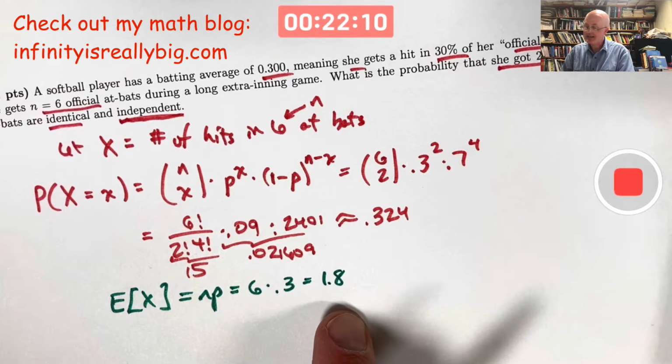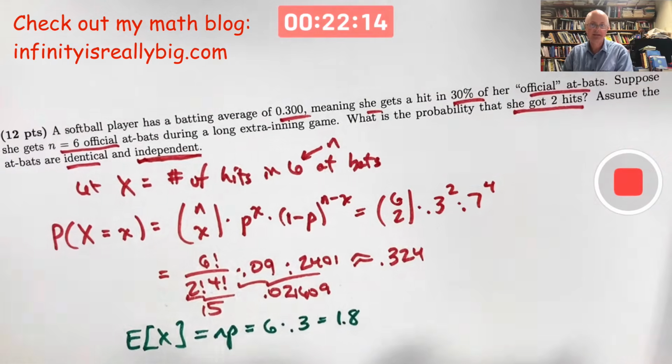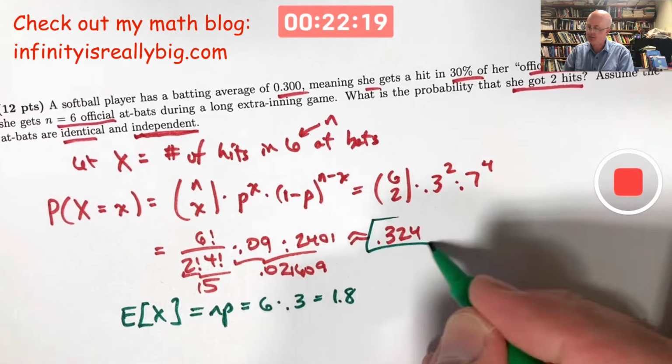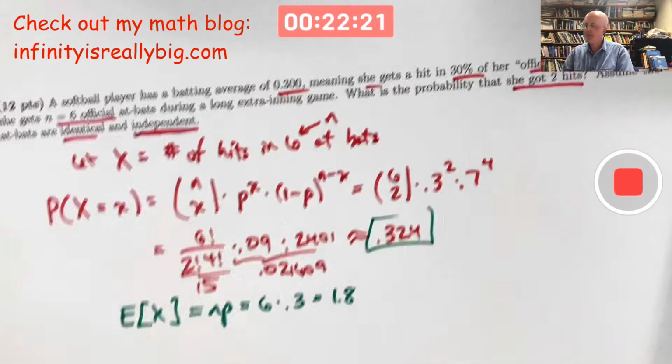But 1.8 is 30% of 6. 2 is 33% of 6. Those percentages are fairly close. You should expect a fairly high probability here. Okay.